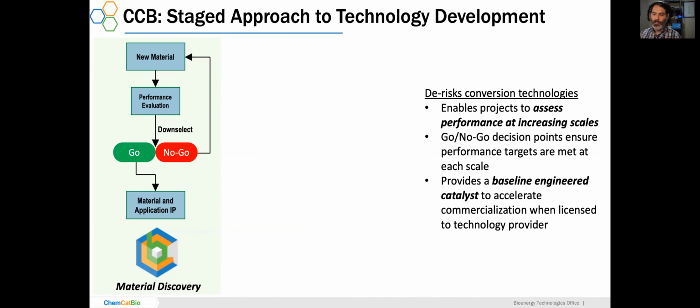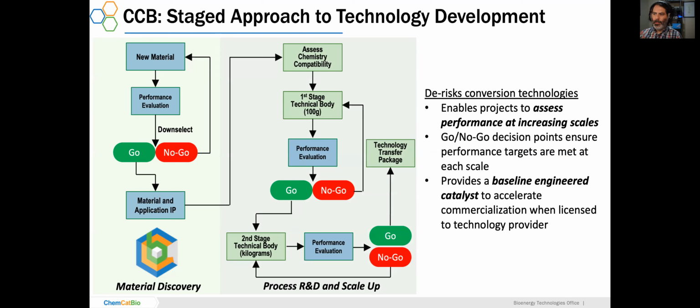And the reason that we're starting to consider all this is that there's a really robust catalyst development cycle within ChemCatBio. There's new materials discovery and performance evaluation. These are all structured in a way that there are down select and go/no-go decision points. And ultimately, the hope is that a lot of this goes to material and application IP. So we're generating IP for high performance materials for a number of different conversion pathways within ChemCatBio. And what we're starting to think about is how we start to de-risk these catalysts and develop technology transfer packages associated with engineered forms.